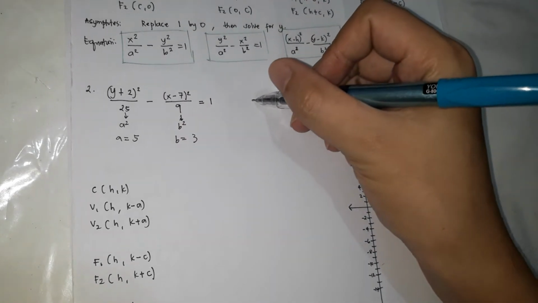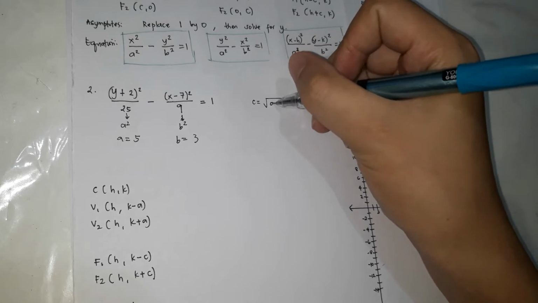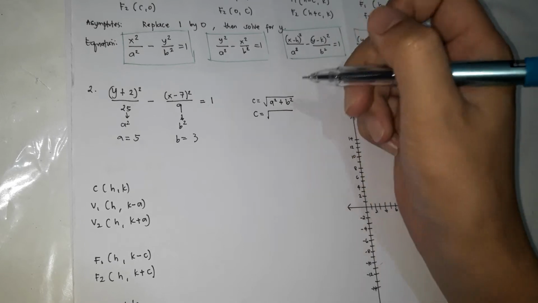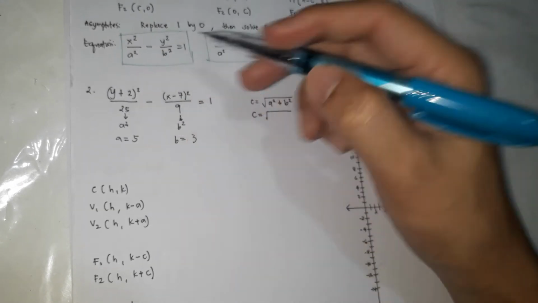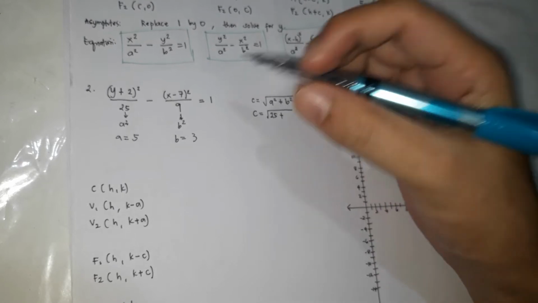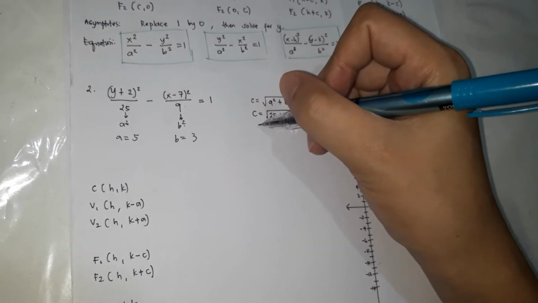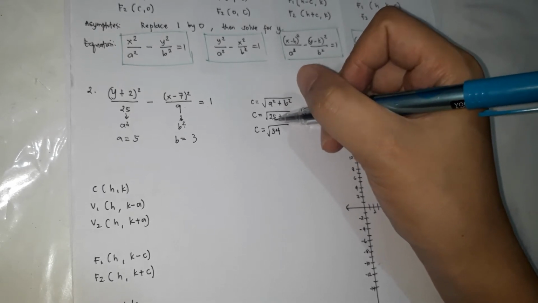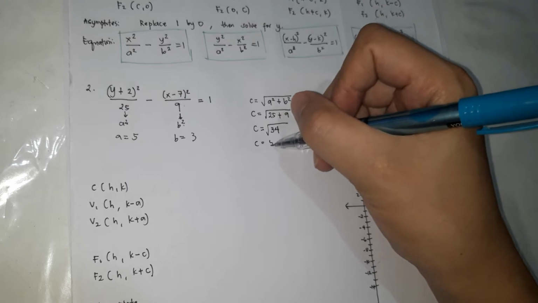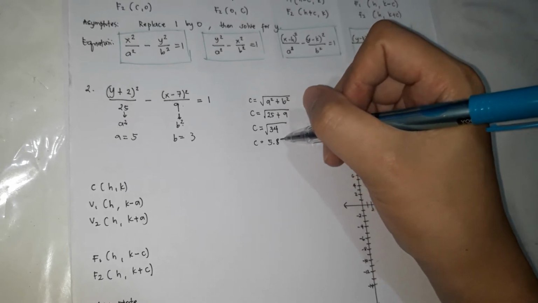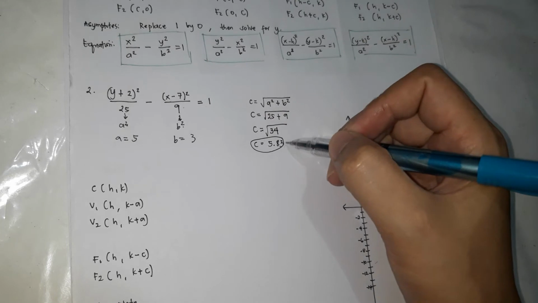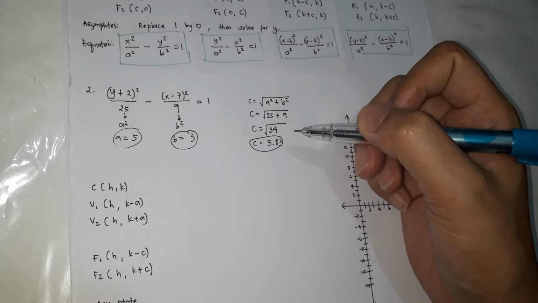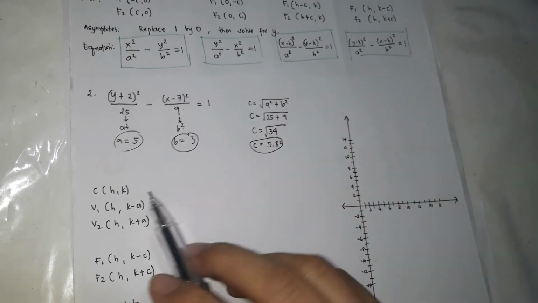Next, C is square root of a squared plus b squared. So C now is the square root of a squared. A squared is 25 plus b squared is 9. C is equal to square root of 34. 25 plus 9, 34, which is equal to 5.83. So we know now A, B, and C.